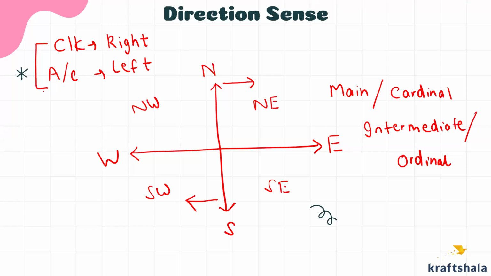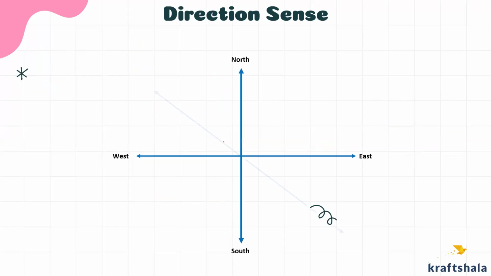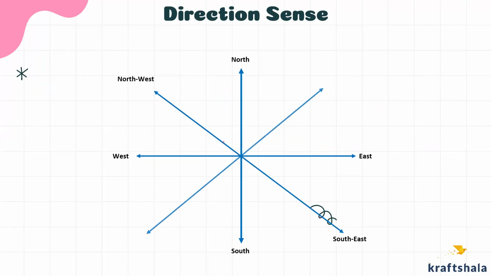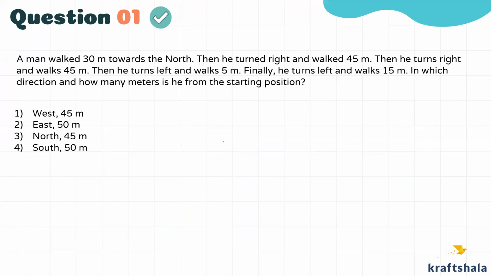Or you can turn the notebook as well. But again, the paper is online, so you cannot turn the system. So it's better if you do it like this. The concept and everything is simple. So let's start with a question. This is north, south, west, east. This is clockwise. This is anti-clockwise. Try this question.